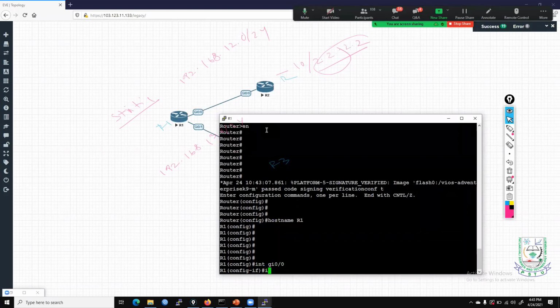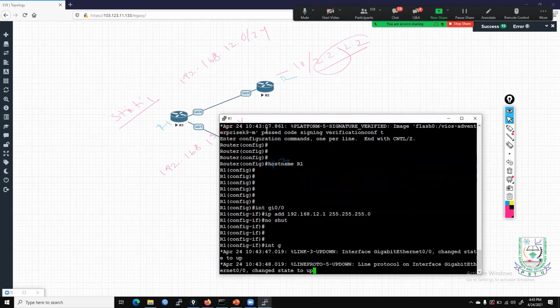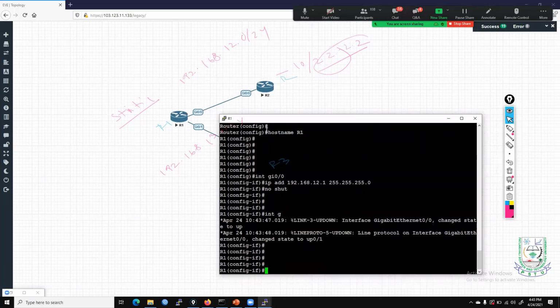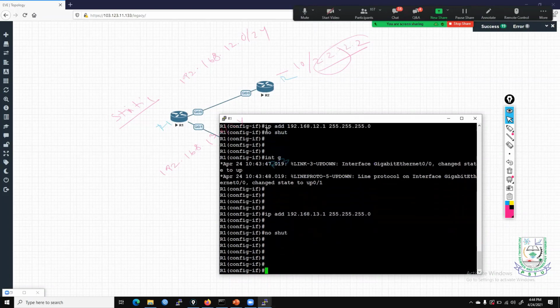IP address is 192.168.12.1 and the subnet mask is 255.255.255.0. Then we have to paste the no shut command to bring up the interface. Another interface is gig 0/1. The IP address of gig 0/1 is 192.168.13.1 and the subnet mask is 255.255.255.0, and paste the no shut command to bring up the interface.